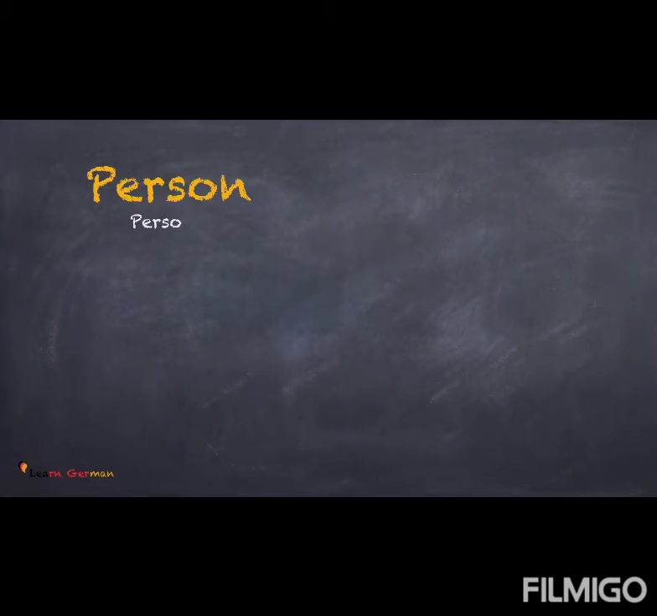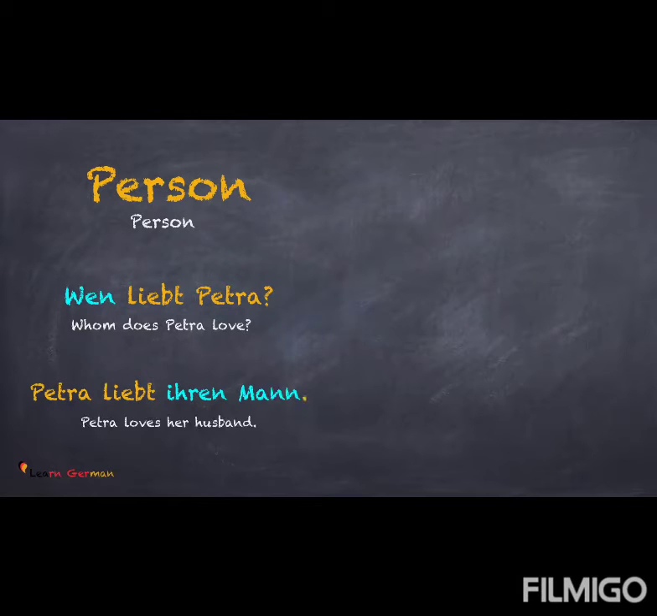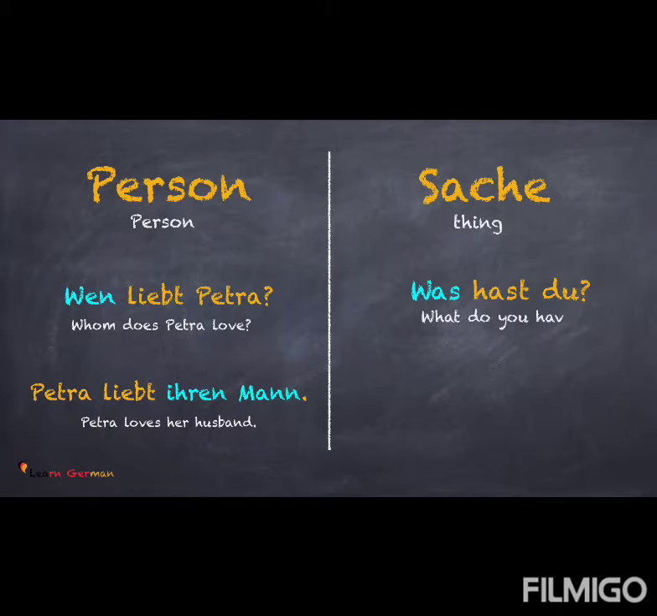Let's do an example for each one of them. Person. Wen liebt Petra? Petra liebt ihren Mann. In this case, ihren Mann is the accusative object. And for persons, you would ask wen. In the other case, when you have Sache or things, you would ask Was hast du? Ich habe ein Auto. In this case, ein Auto is the accusative object, and the question is formed with was.